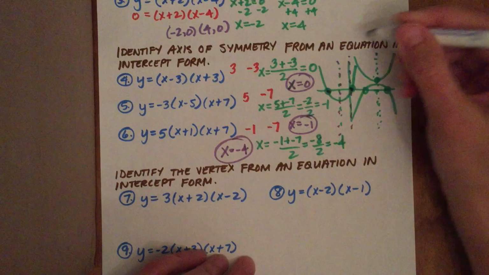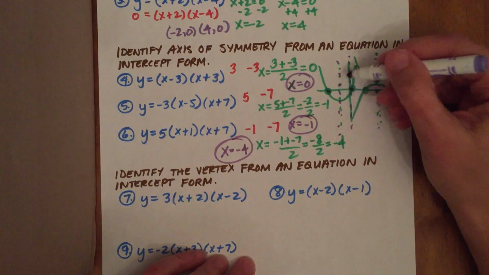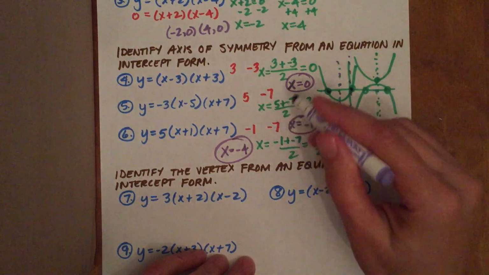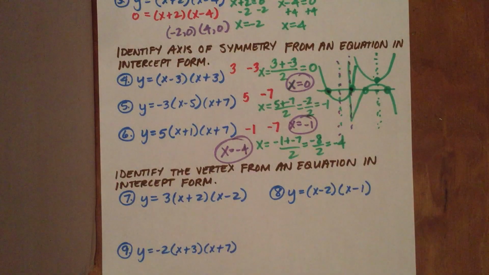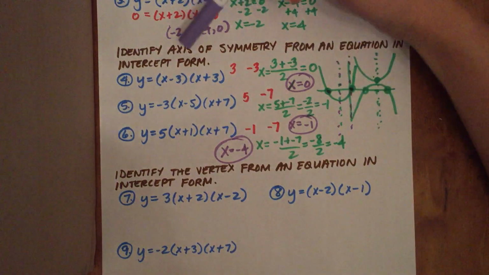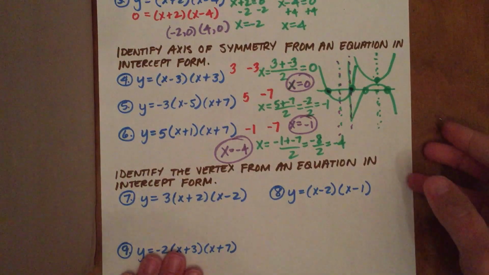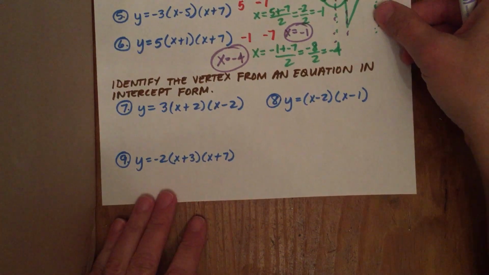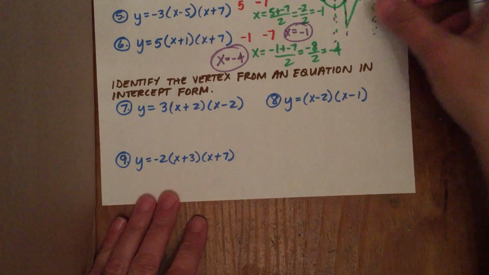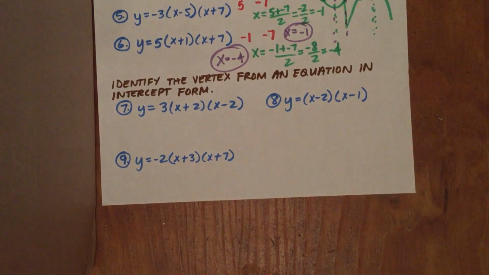And we write them this way because they are vertical lines. And vertical lines, by definition, have equations x equals. So that's how we identify the axis of symmetry. We take the average of the two roots. Okay, on the next section, as we move down here, now we're going to be identifying the vertex from an equation that's in intercept form.